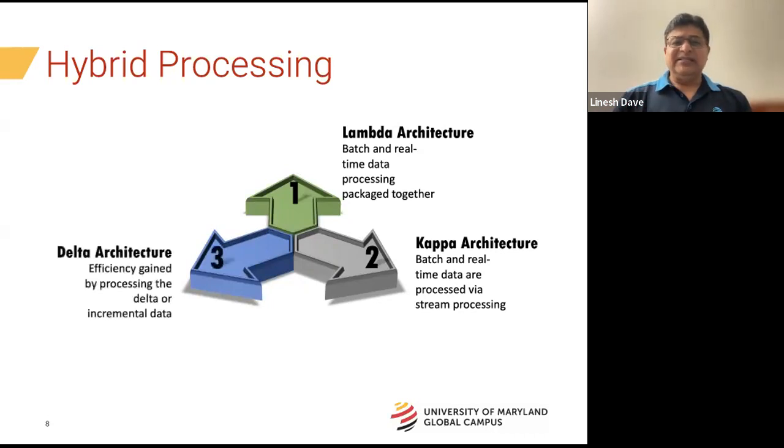And then the third one is the Delta architecture, where efficiency is gained by processing the delta or incremental data only. So you are focused more on the changes that are coming to the data that was there at n-1 time; you're going incrementally on that. Plus, you're also going to make use of something called delta lakes here, like an enhanced data lake. You heard about data lake, now I'm talking about delta lake. We'll talk about that soon, and about each of these architectures. So just stay with me while we go through these three different architectures for hybrid processing.